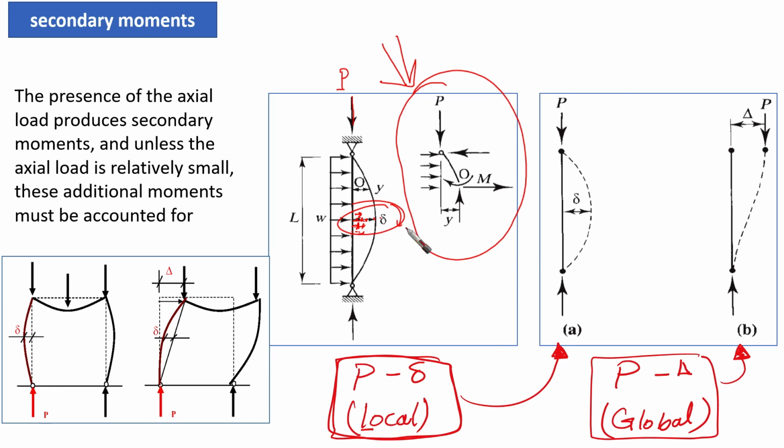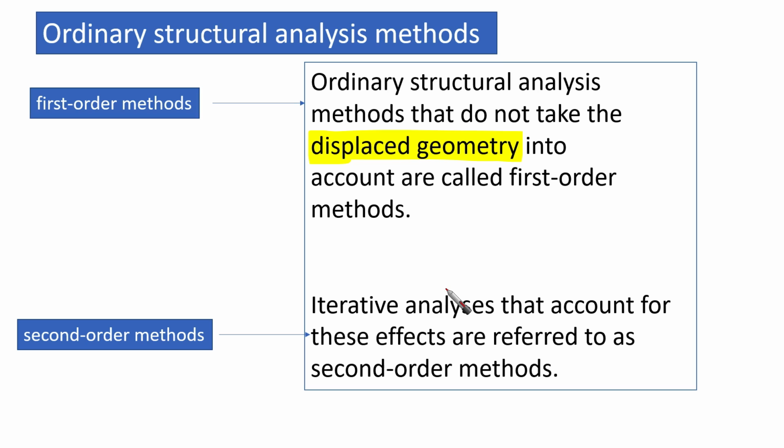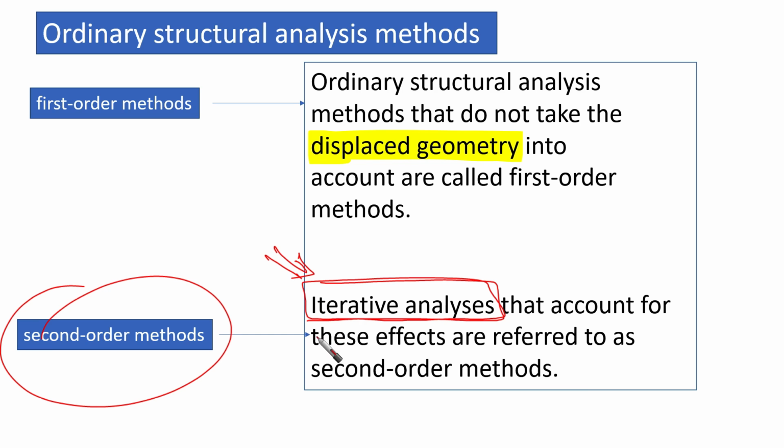This is why we say iterative analyses are needed for the second order, and this is actually done using numerical methods. The algorithms and the software provide the iterative analyses in order to obtain the effect of P delta. So we call this the second order method. You need to know whether you are using first order or second order. In every software, you are going to find they give you the two options.